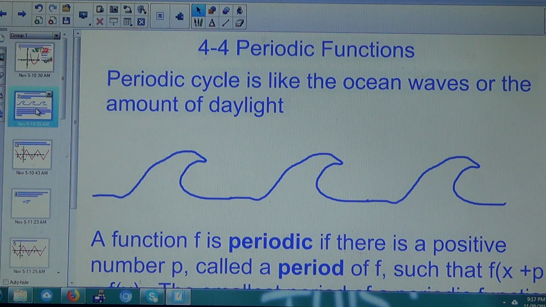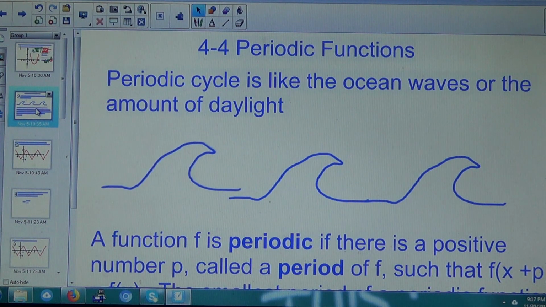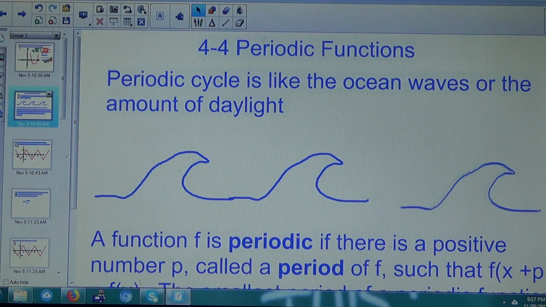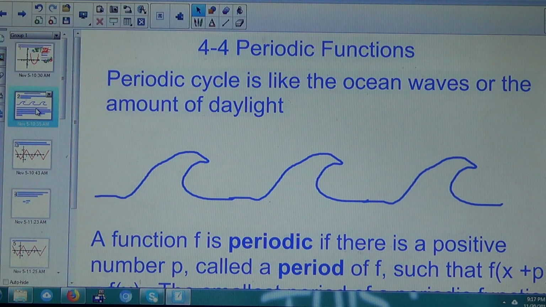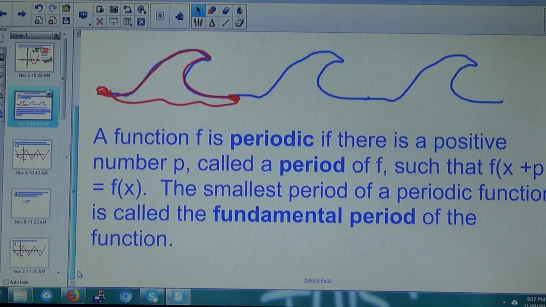Each one is exactly the same shape, and it has a starting point and an ending point, and they all start and end. Here's another cycle, the same distance. So a full period would be from the starting point until the ending point, and that's the length of a full period. Alright? So a function, f, is periodic if there's a positive number, yada yada yada.